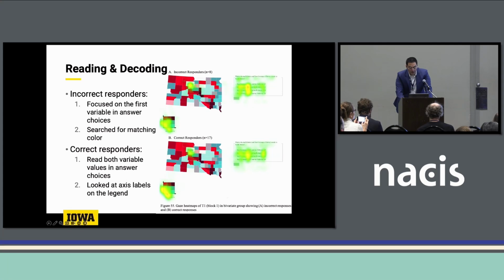Remember, in task 1, participants were asked to retrieve the values of a specific county and select a multiple choice answer that best fits. Incorrect responders focused on the first variable listed in the answer choice, and they paid little attention to the second one, whereas correct ones paid attention to both variables. Correct responders also paid close attention to the axis labels on the legend, whereas incorrect responders searched the legend more to match the colors with the appropriate county.